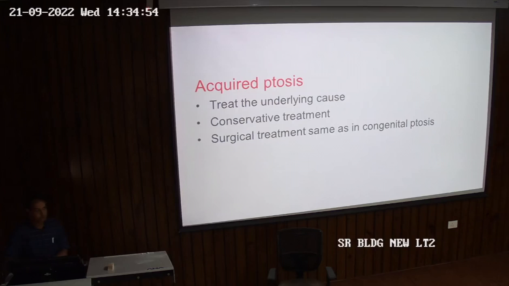In acquired ptosis, first we have to treat the underlying cause. Conservative treatment, especially in neurogenic ptosis, we have to wait up to 6 months post ptosis. And in surgical treatment, the options are the same as in congenital ptosis: Fasanella-Servat operation, LPS resection, and frontalis sling operation when there is poor levator function.